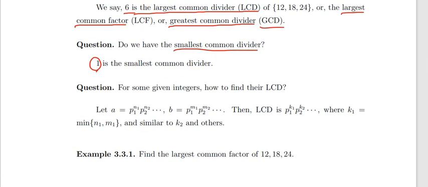Okay, so how can we find the LCD? So we have a simple way. For this number A, for this number B, or if we have many numbers, we just factor them as a product of prime numbers. So for the LCD, for each prime, for P1's exponent, we just pick the smaller one. For P2's exponent, we just pick the smaller one, like that.